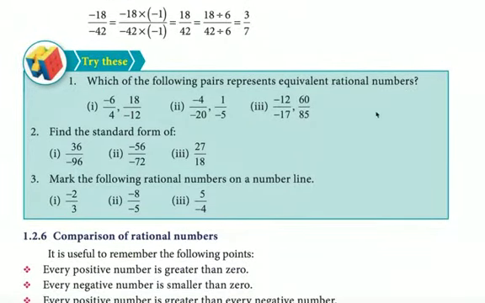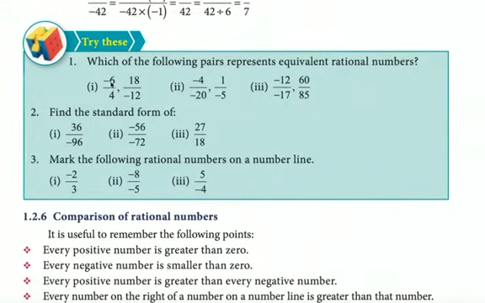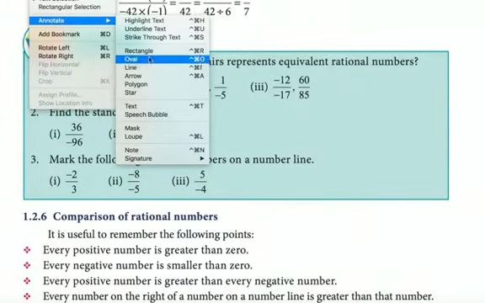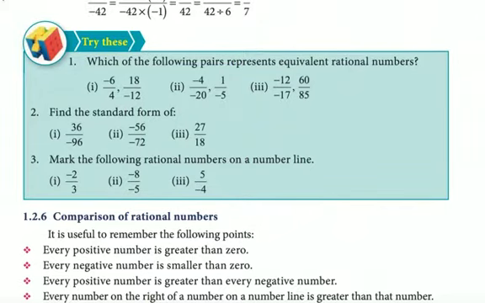Let's see which of the following pairs represent equivalent rational numbers. 3 by 2, right? 3 sixes are 18, 2 sixes are 12. So these are equivalent. Whichever are equivalent, let us represent them by putting a tick mark. This one, they are not equivalent. Sign is the problem. This is positive, this is negative. 12 fives are 60, 17 fives are 85, right? So this is also in equivalent form. Both negative signs means it is positive only.